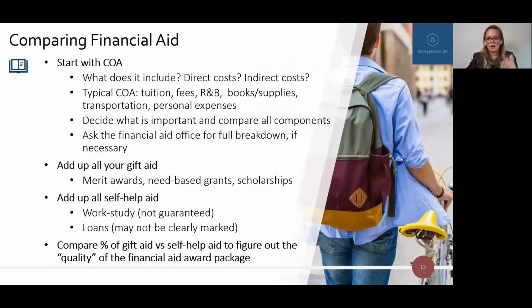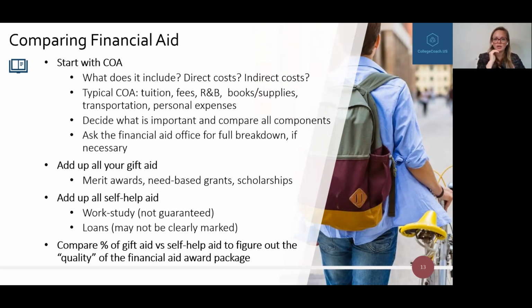So how do you actually compare? Now, you guys are here for this section, especially the parents of seniors. So first, you need to start with cost of attendance, and you need to make sure that you include the same things on every single financial aid letter. And that's why I say create your own spreadsheet. Forget about those sheets and everything that the schools are sending you. Create your own. Start with cost of attendance.